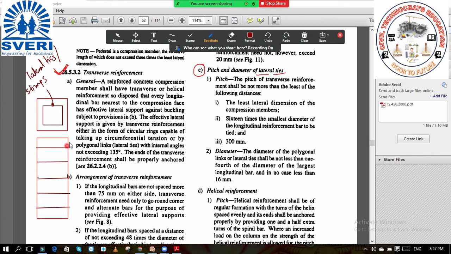So what is the meaning of pitch? Now here the word pitch is there. The pitch of the transverse reinforcement shall not be more than the least of the following distances. So pitch means what? The center to center distance between the lateral ties. This is called pitch. Okay. The center to center distance between the lateral ties. This is called pitch.